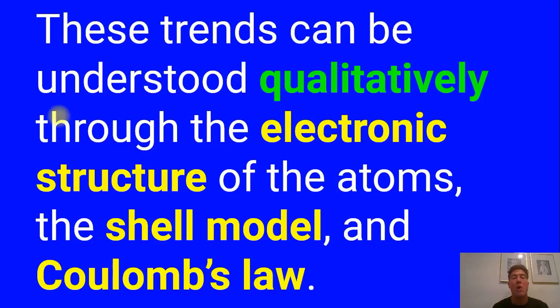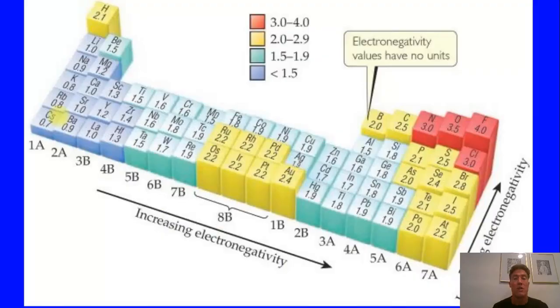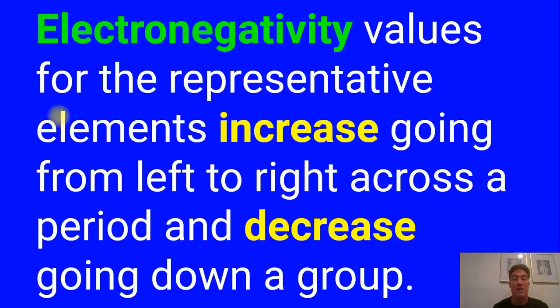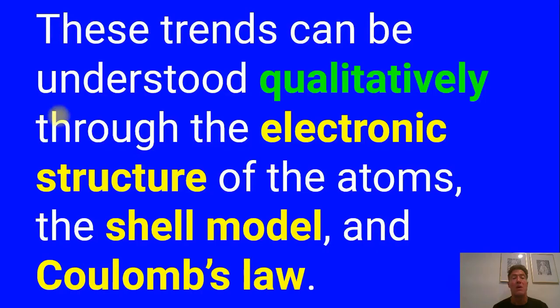So these can help us qualitatively understand these various trends, where electronegativity increases from left to right and decreases down a group. We can examine that by looking at the electronic structure of the atom, what we know about the shell model, and the application of Coulomb's law.